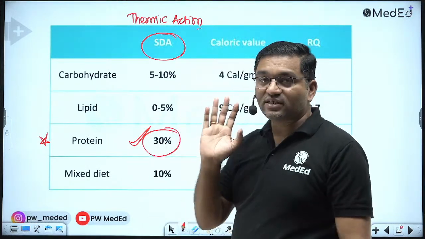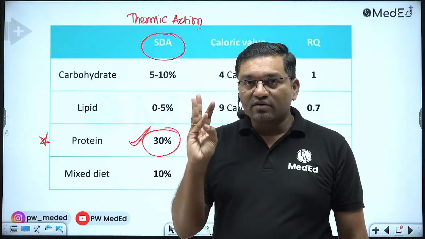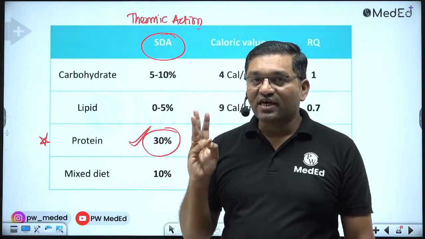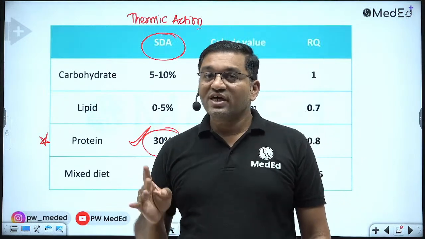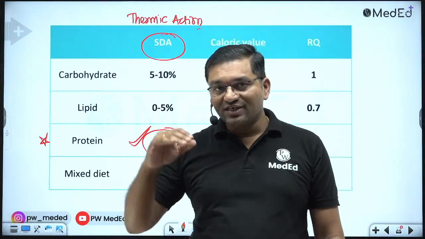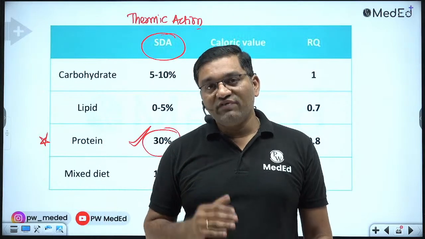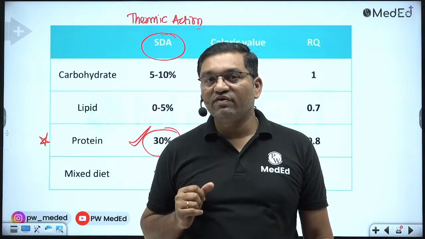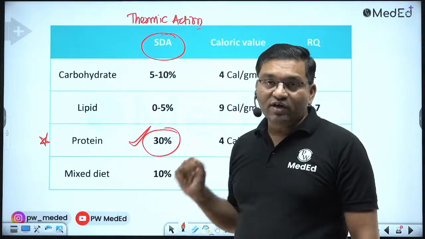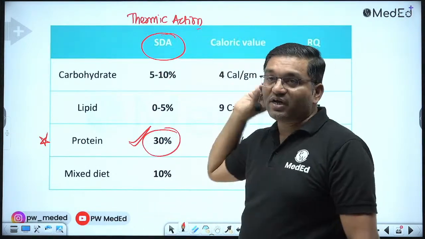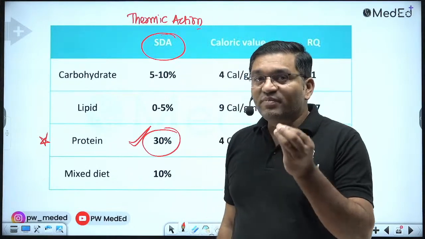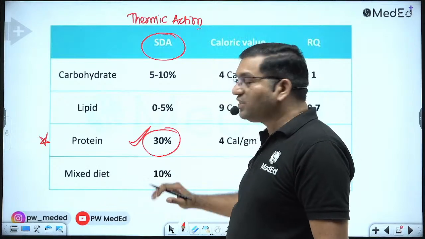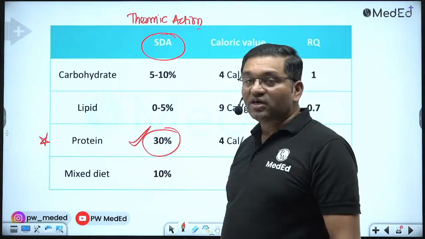We remember 3 points. First is the BMR, basal metabolic rate. Second is the SDA, that is specific dynamic action or thermic action of the food. And third is physical activity, whether light, moderate or heavy exercise or work. Depending on that, the energy requirement is calculated. SDA is more in case of protein. In a mixed diet it is 10%. So remember, it is 30% for protein.